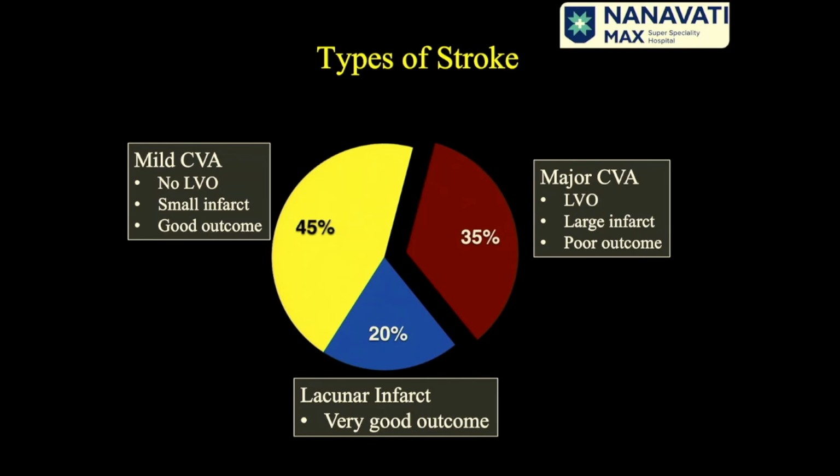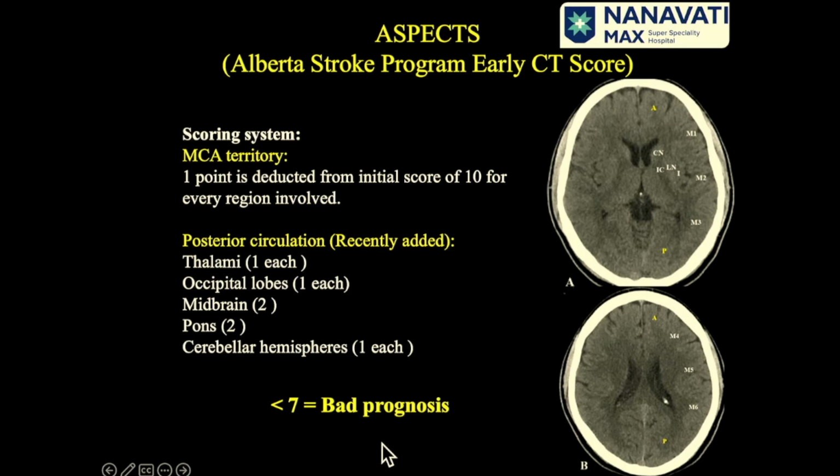Also, it depends on where the stroke is located, where the thrombus is located. Major CVAs, which form about 35% of all strokes, have the worst outcome because they are called large vessel occlusions. Compared to that, smaller vessels and acute lacunar infarcts have a much better outcome.